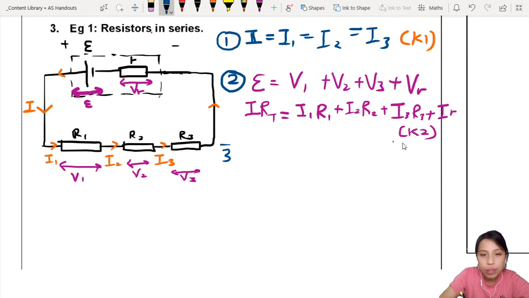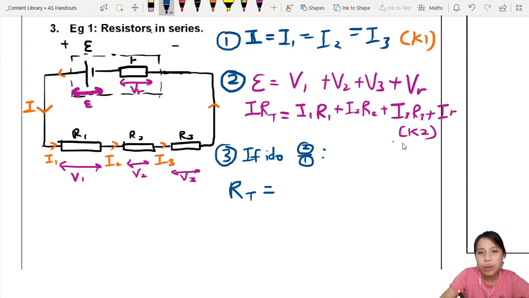The third step is you have two equations. So if I divide equation 2 by equation 1, then what do you get? You take IRT divided by I. So that's left RT equals to I1R divided by I, which is the same thing. Divide everything by I, then all gone. So all you left is RT equals to R1 plus R2 plus R3 plus mini R.